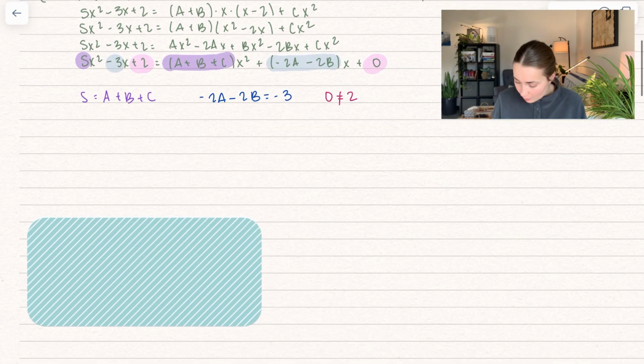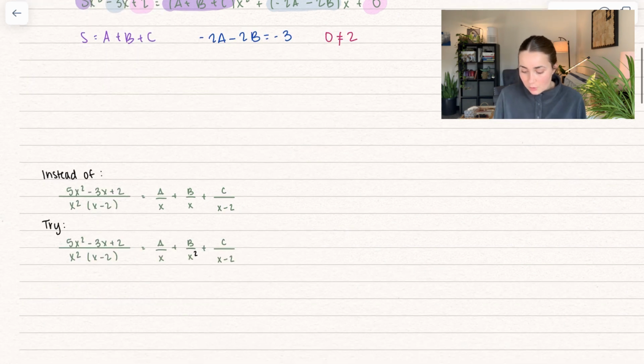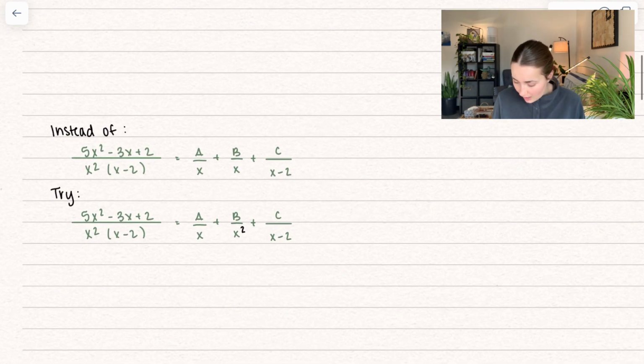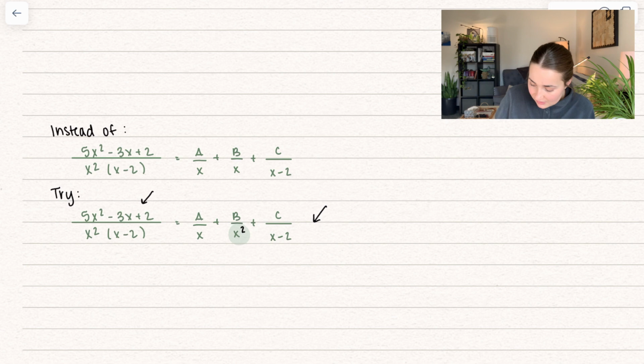So here we have what we should do instead. So instead of doing what we just did, we're going to go ahead and try where we square one of the terms. So instead of x and x, we have x and x squared. It doesn't make a difference actually because remember, we're combining these on the right side in order to equal the left side. So it doesn't make a difference if one of them is squared and one of them is not, right? We can still combine them and add them together in order to get the left side.